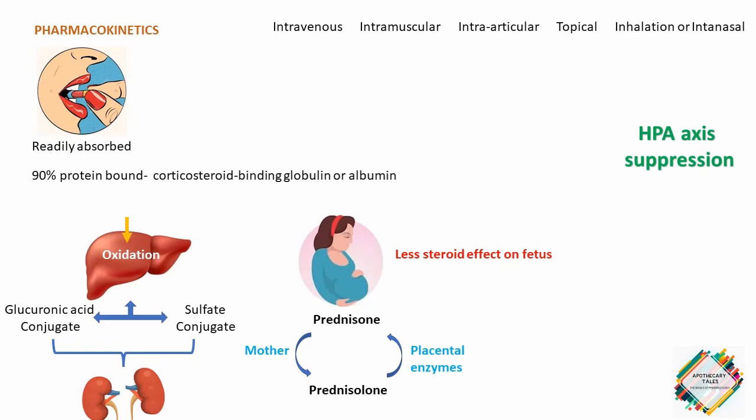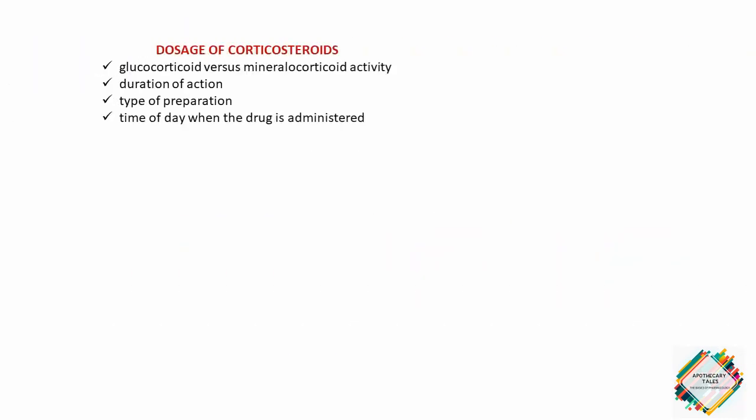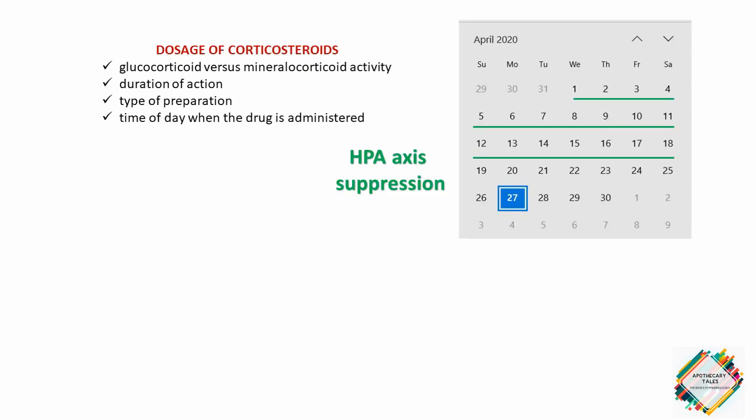So there are many factors that have to be considered in determining the dosage of corticosteroids, including the glucocorticoid versus mineralocorticoid activity, duration of action, type of preparation, and the time of day when the drug is administered. When large doses of the hormone are required for more than 2 weeks, suppression of the HPA axis occurs. Alternate day administration of the corticosteroid may prevent this adverse effect by allowing the HPA axis to recover or function on the days the hormone is not taken.